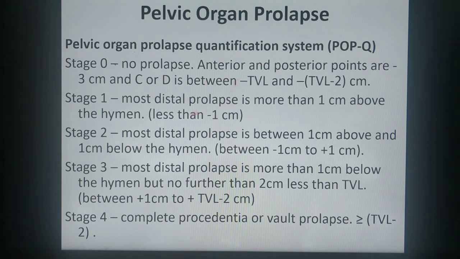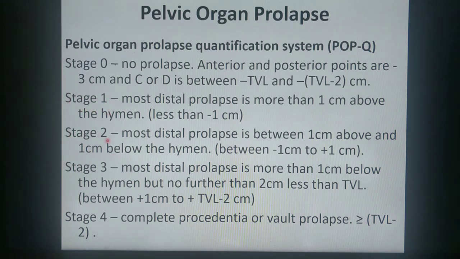Stage 1 is when the most distal prolapse is more than 1 centimeter above the level of the hymen. That is, points Aa and Ba have descended from -3 up to -1, but not beyond -1. So the most distal prolapse is above -1, then this is staged as stage 1.